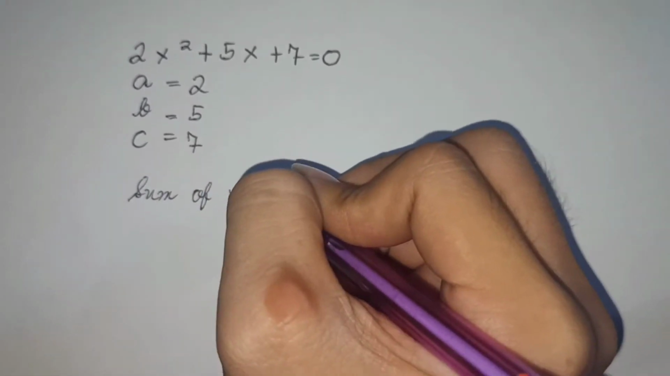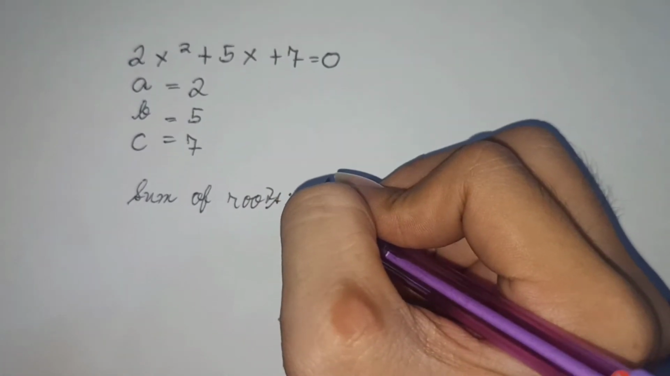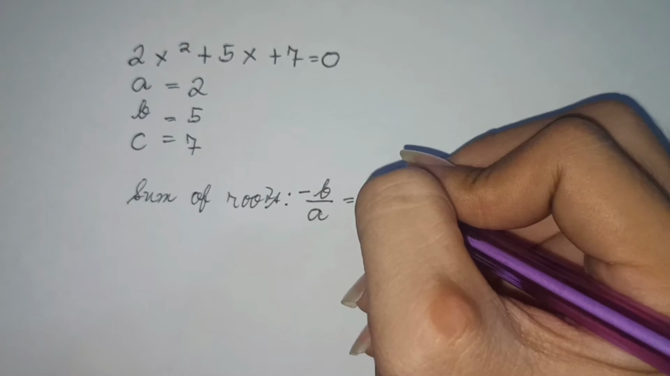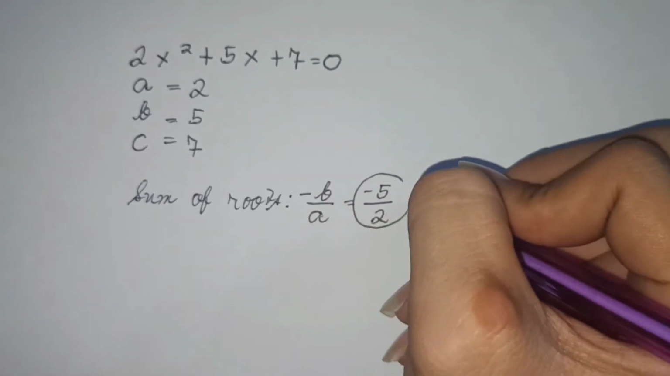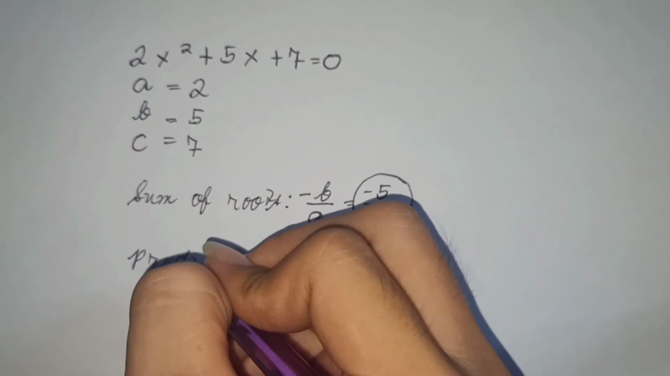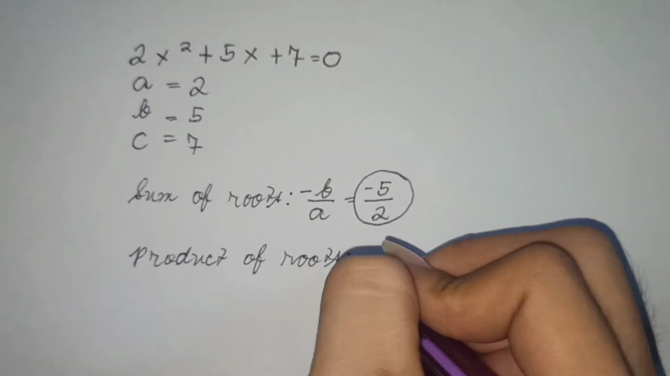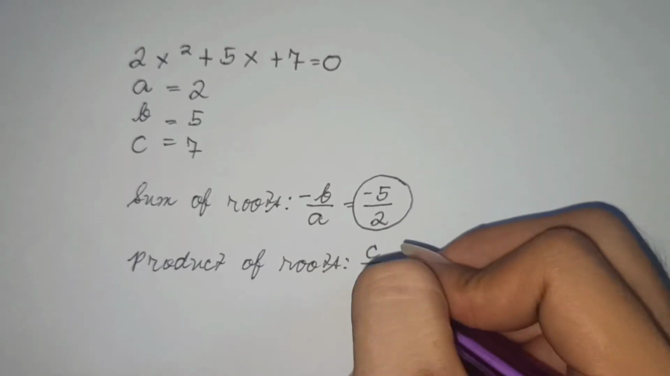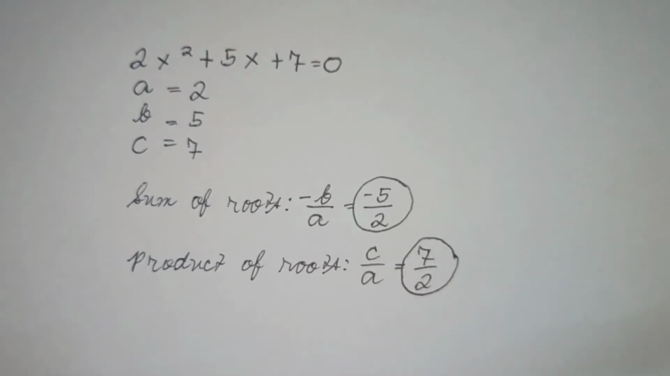So for the sum of the roots, we have negative b over a. So it's negative 5 over 2. For the product of the roots, we have c over a. Then substitute the values, so we have 7 over 2. So the sum of roots is negative 5 over 2 and the product of roots is 7 over 2.